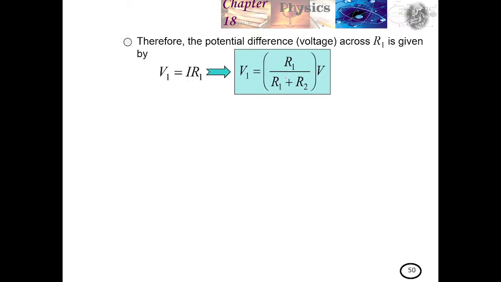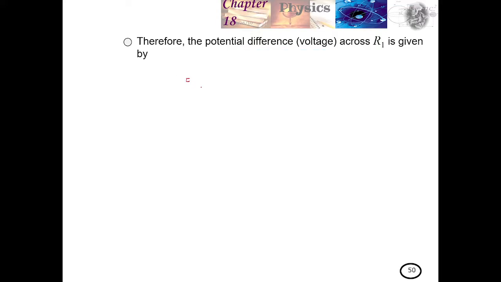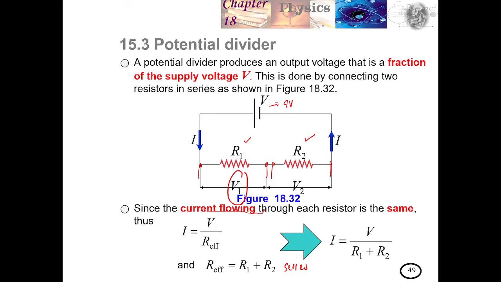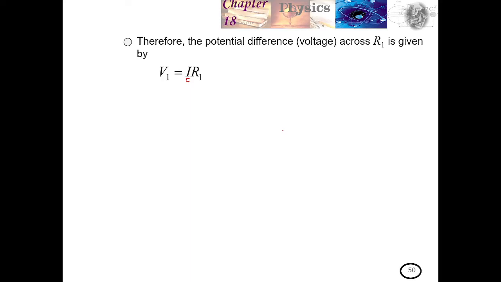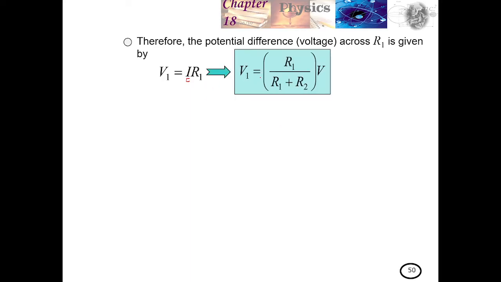So how did this come about? You can see that I is the same through both resistors. Remember, in this circuit we only have one loop. You cannot have 2 loops; if you have 2 loops, there will be a junction. So there is only one I flowing in this loop. We continue on: V1 equals R1 over R1 plus R2 times the V over here.